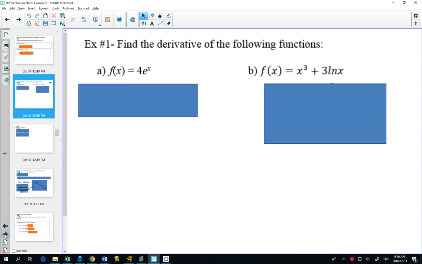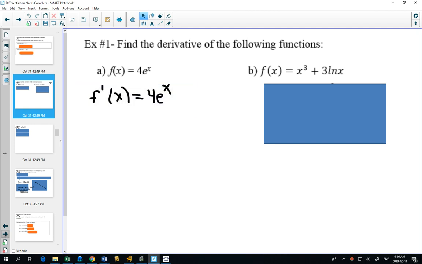So we can combine derivative rules with what we've had before. What happens when you have a number in front of something? It just stays there. It doesn't matter. So what's the derivative of e to the x? It's e to the x. What's the derivative of 4e to the x? 4e to the x.